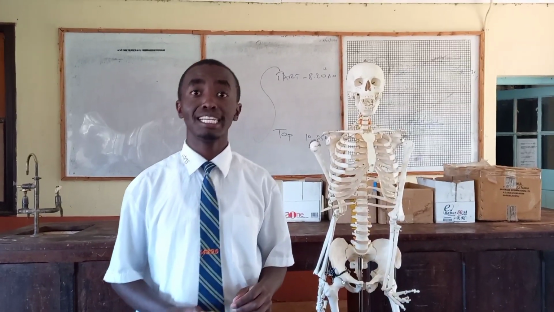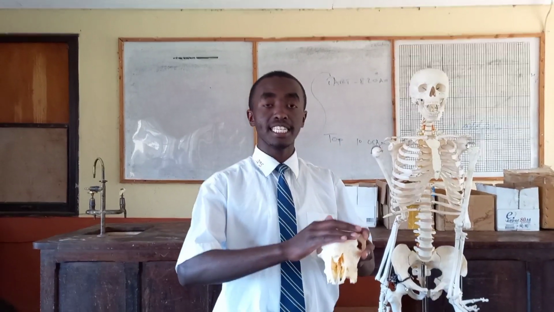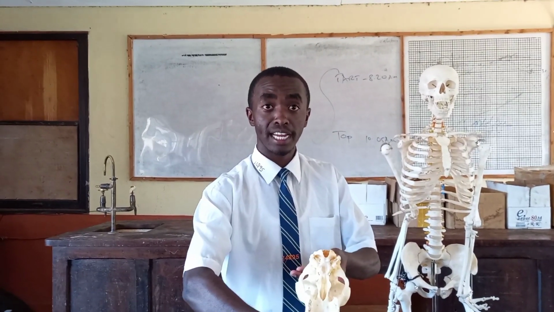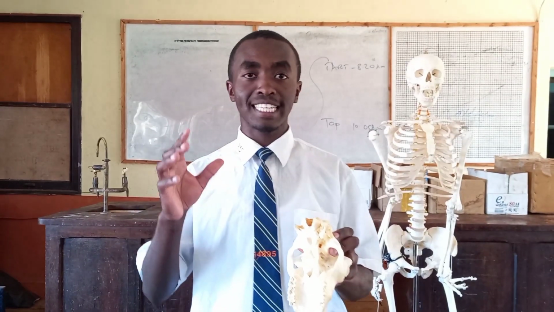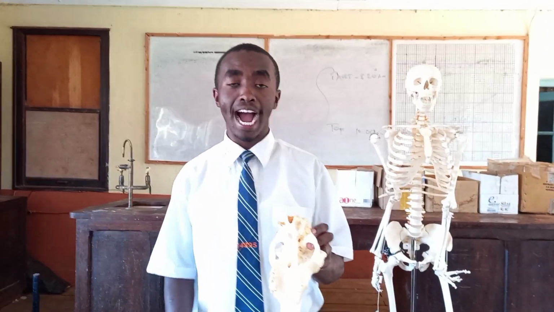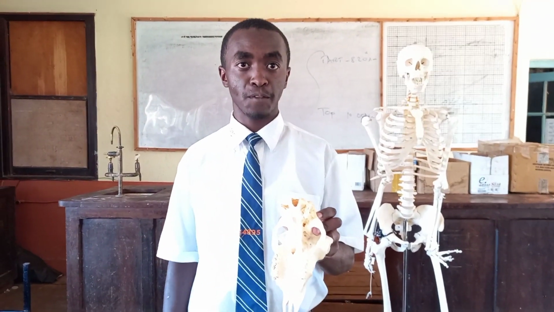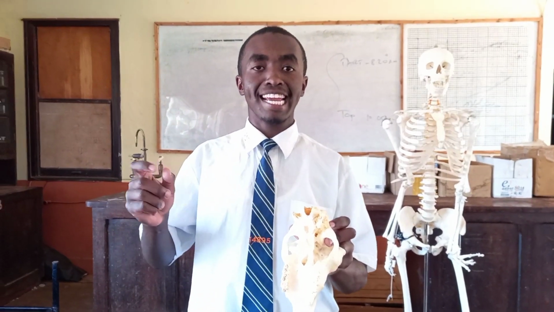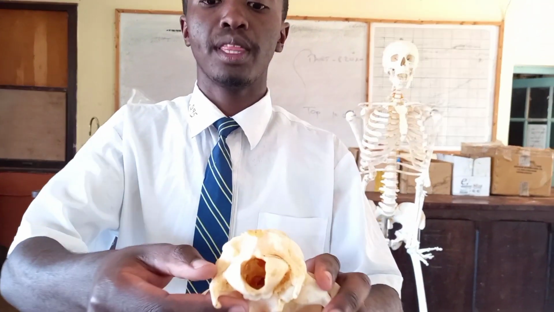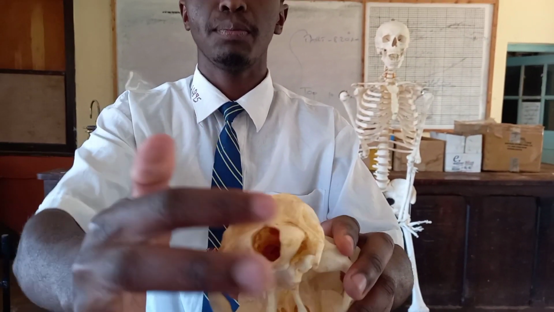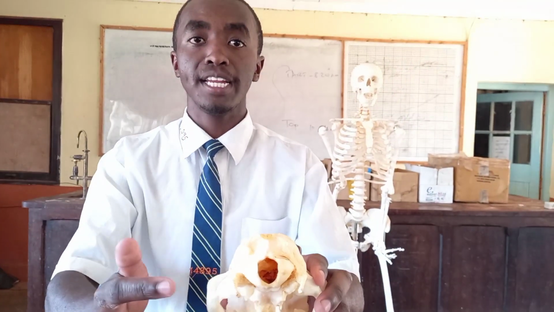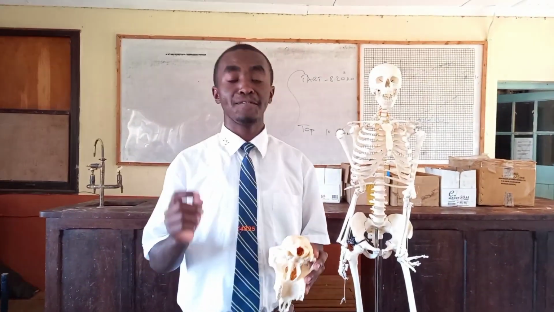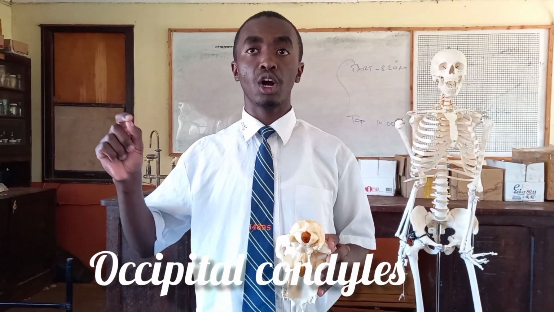The cranium has two sides. We have the anterior side of the cranium and we have the posterior side of the cranium. The posterior side or the back side of the cranium has some facets. Facets are points of articulation that connect with the next vertebrae. I want to show them that they are found just behind at the posterior side of the cranium. The two facets are referred to as occipital condyles.